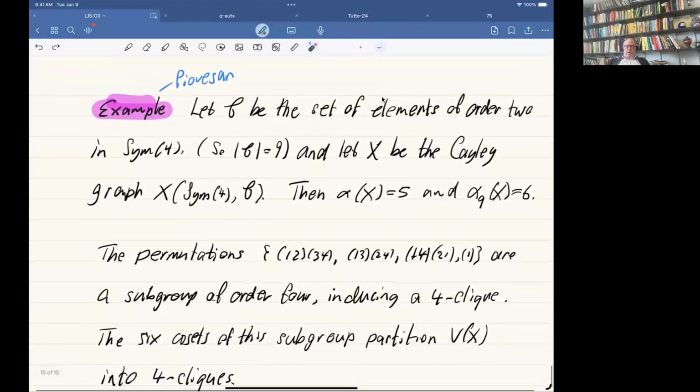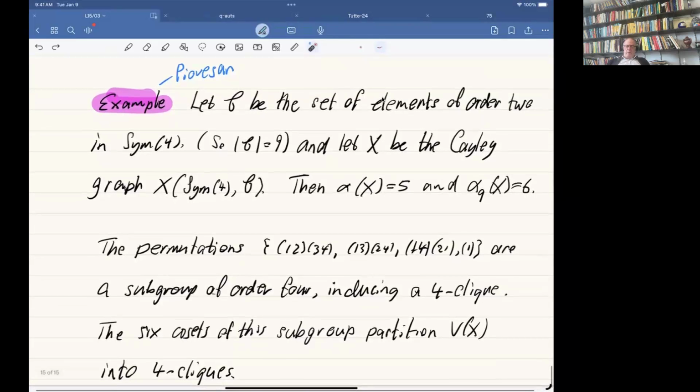Now, the last thing I'm going to do is give you the recipe for a graph where alpha and alpha q are different, although at this point I'm not going to prove they're different. The construction is due to Peter Vassan from her PhD thesis. The graph we want is a Cayley graph, and it's not too big. We take the set of elements of order 2 in the symmetric group on 4 letters. There are 6 transpositions and 3 double transpositions, so you get a set of size 9. And so you get a Cayley graph, which is a 9-regular graph on 24 vertices.